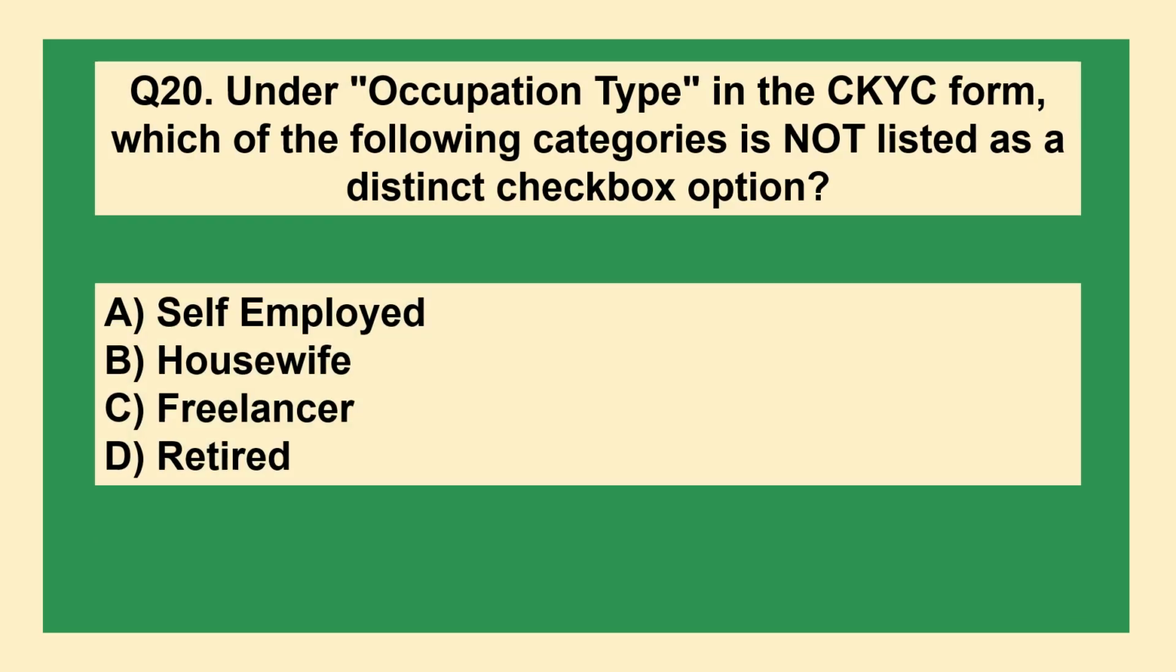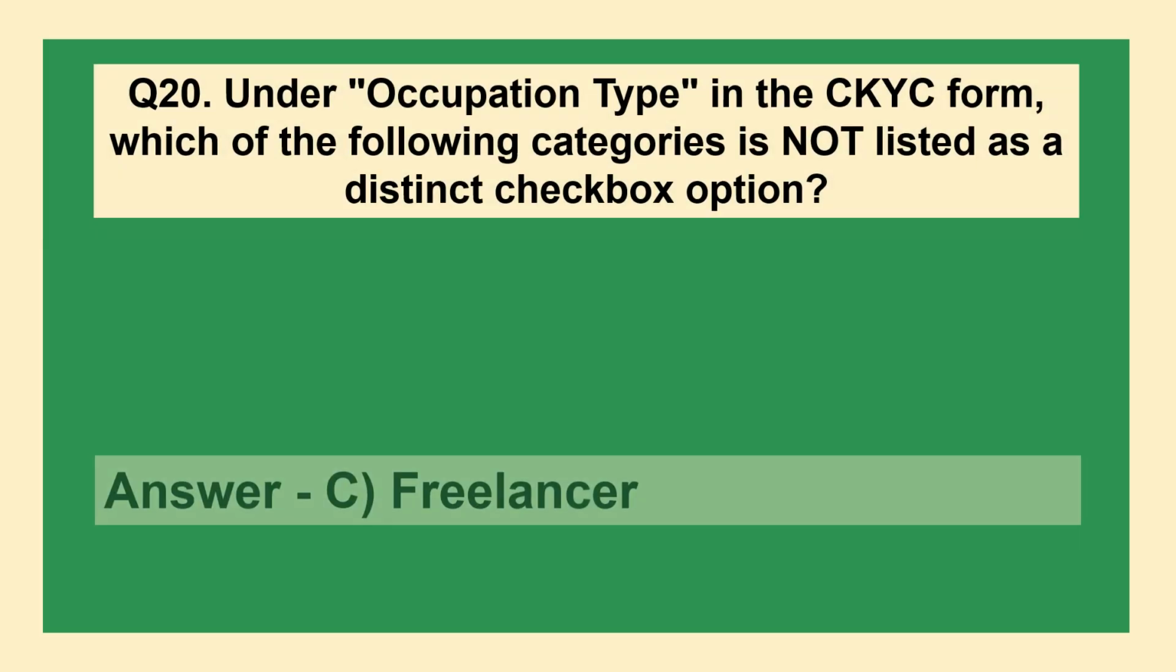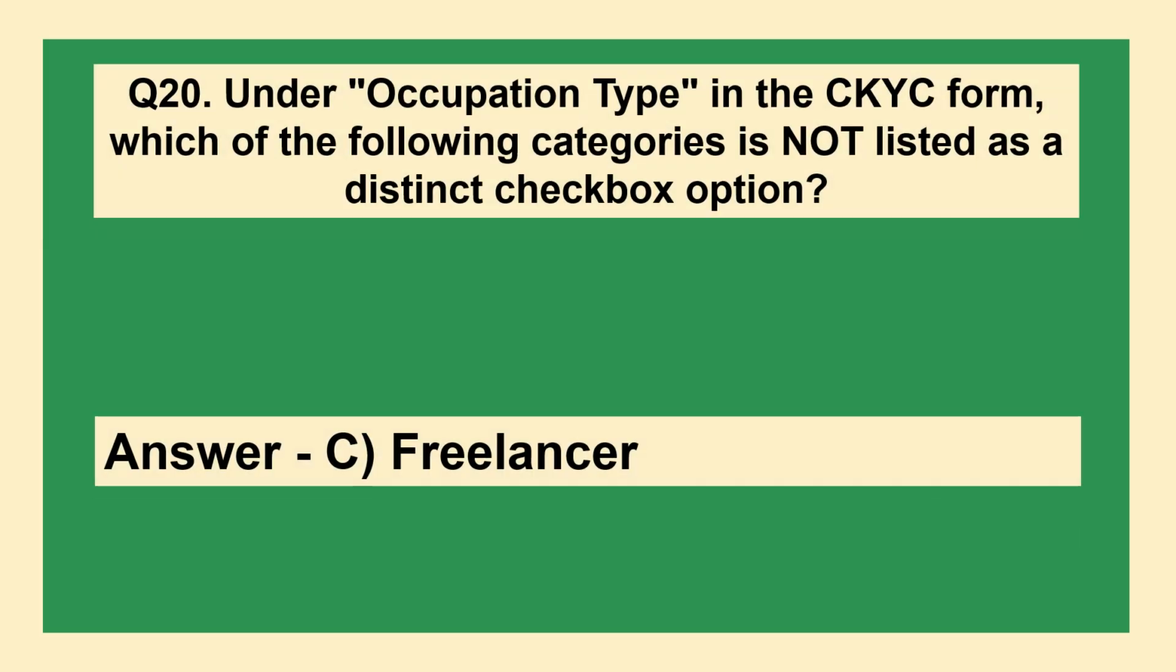Question. Under occupation type in the CKYC form, which of the following categories is not listed as a distinct checkbox option? Option A, self-employed. Option B, housewife. Option C, freelancer. Option D, retired. Correct answer is option C, freelancer.